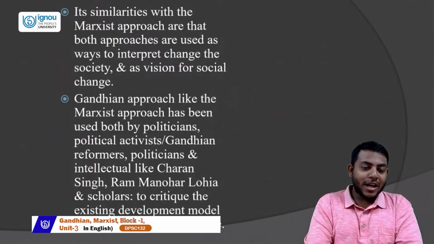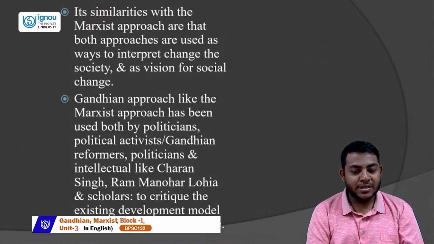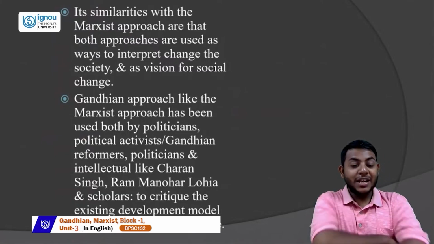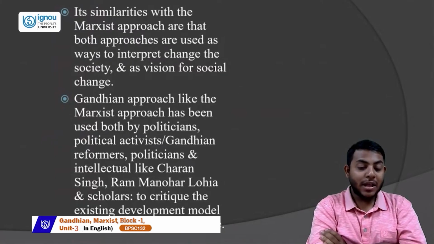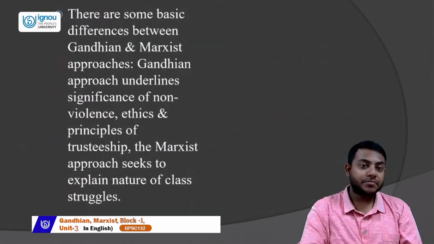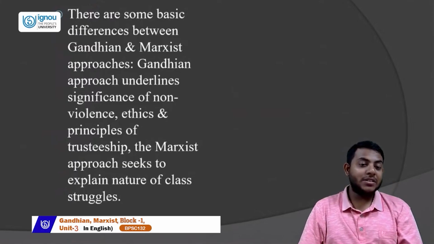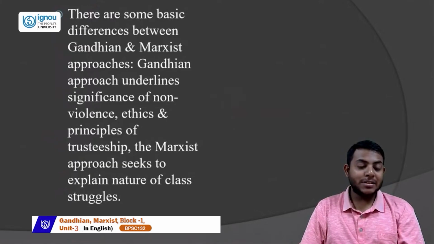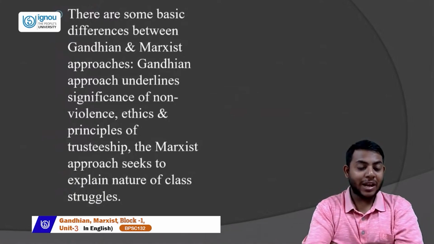So the Gandhian approach, like the Marxist approach, has been used both by politicians, political activists, Gandhian reformers, and intellectuals like Chaudhry Charan Singh, Ram Manohar Lohia, and scholars to critique the existing developmental model and to provide an alternative. So there are some basic differences between the Gandhian and Marxist approaches. The Gandhian approach underlines the significance of non-violence, ethics and principles of trusteeship. The Marxist approach seeks to explain the nature of class struggles.